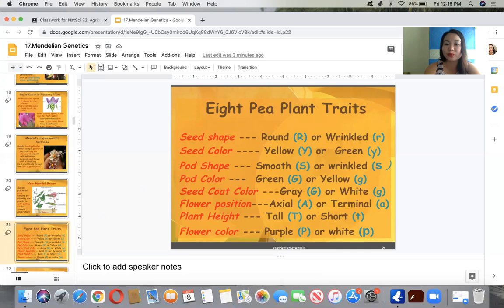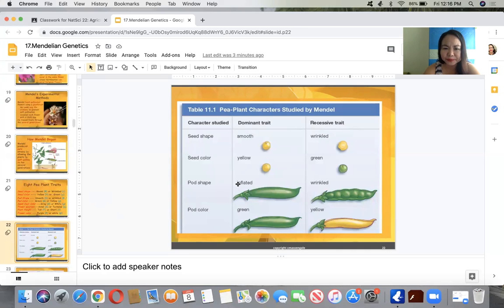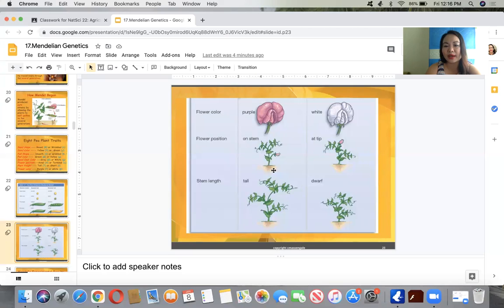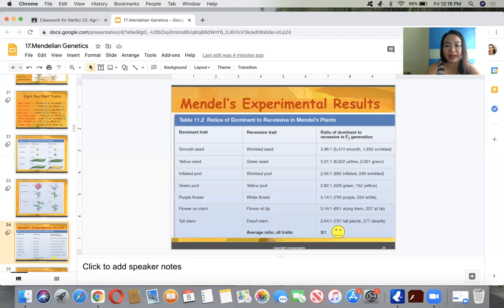Now let's take a look at the combinations here. In pictures, these are the pea plant characters studied by Mendel. We have smooth and wrinkled, yellow and green, inflated and wrinkled, green and yellow, and we also have purple and white, flower position on the stem and at the tip, and stem length, tall and dwarf. So those are just some of the characteristics.